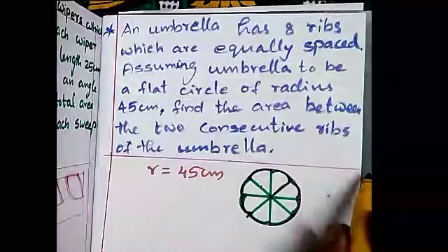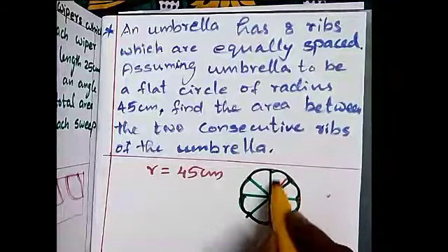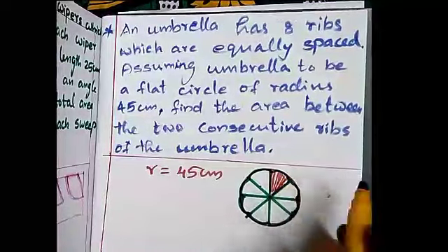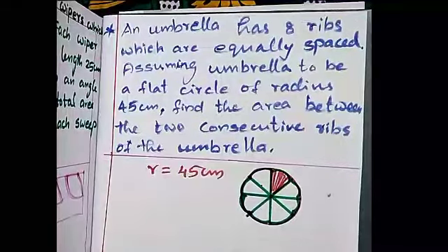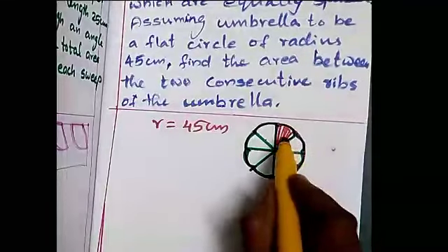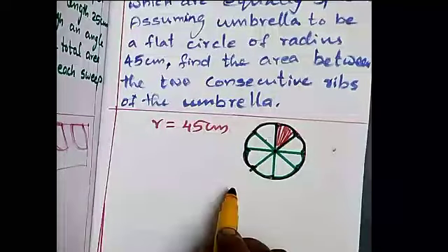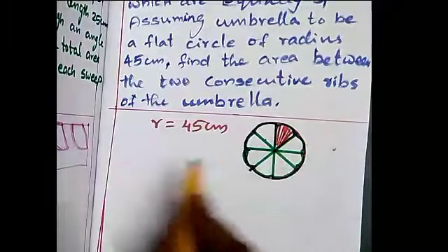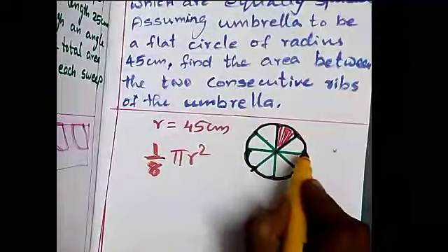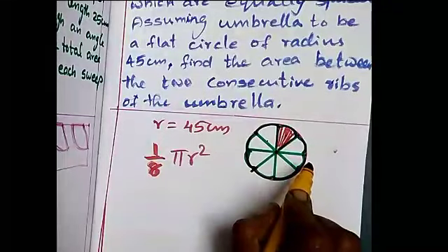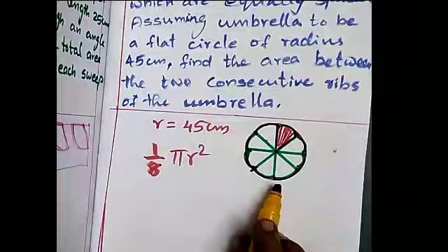Now what do we need to find? The area between two consecutive ribs. Here it is the area between these two. What's the shape here? You can see that it is a sector. How can we find the area of this sector? You know that the total circle is divided into 8 equal parts, so each part has the area 1 by 8 of pi r square. Each part is 1 by 8 of the total area of the circle.